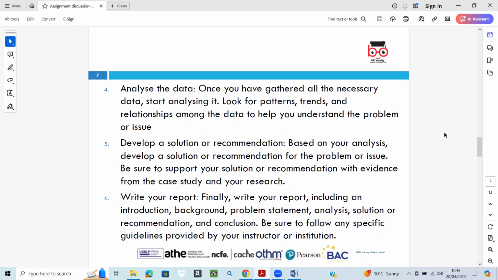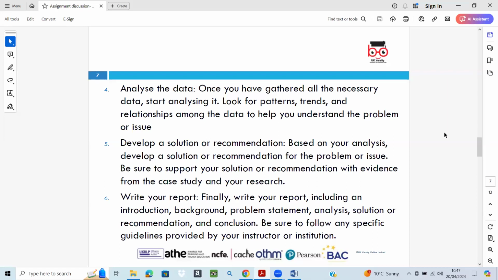Also, we don't forget to review the guidelines provided by the instructor or the institution. They might specify particular formatting or structural requirements. For example, what I always tell my students is that the font style should be Arial, font size should be 12, and there should be 1.5 line spacing. If we do that, then it will be easier for the reader or the tutor to read, and it looks very good in the assignment in Word format or in a PDF file.